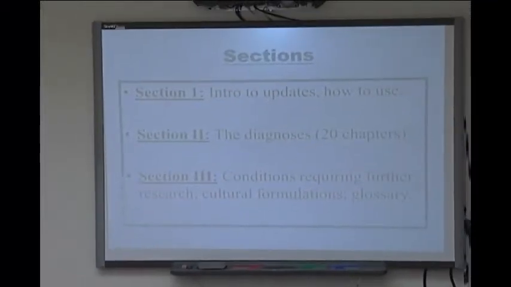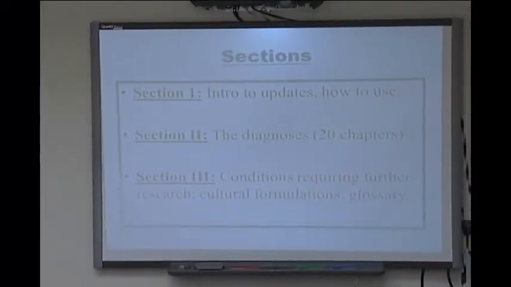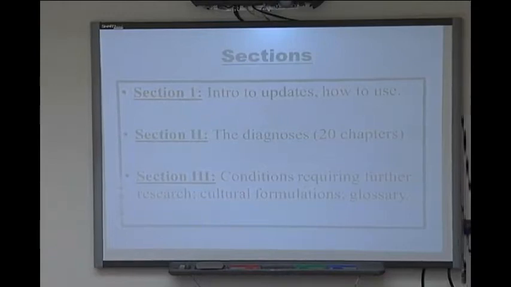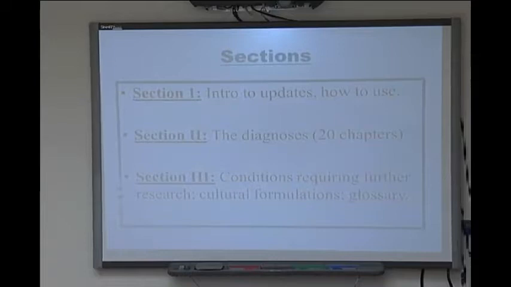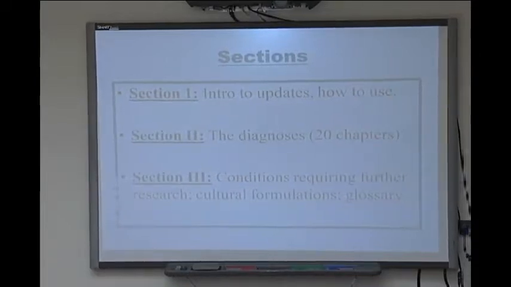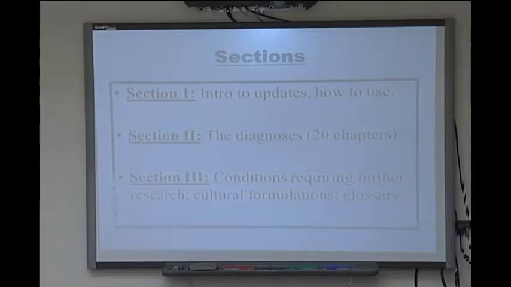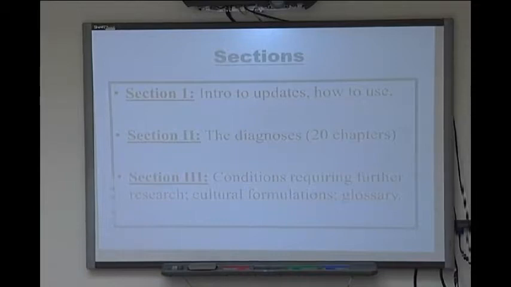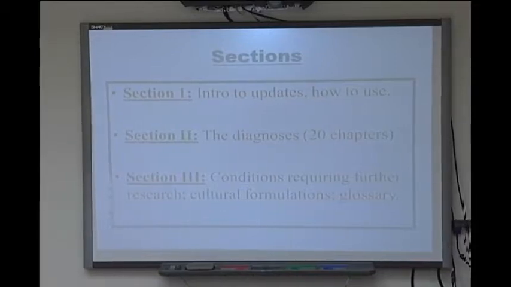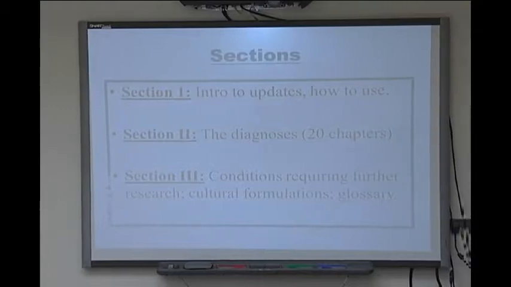So there are 3 sections to the DSM-5. The first section is the introduction, how to use it, all that front page material. The second section is the 20 chapters, so that's increased from the previous book. And then the third section is conditions requiring further research, cultural formulations, and glossary. As we go through, we'll try to tell you some of the things that didn't quite make it into the main section that did go into section 3 for further research. And I'm going to say more about culture as well.